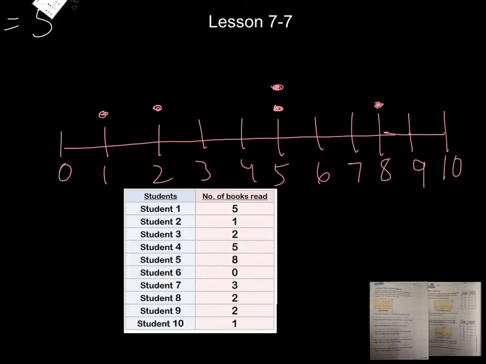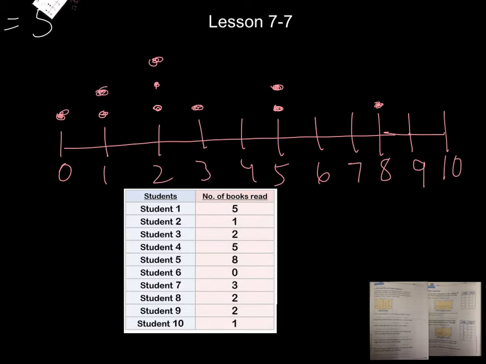Student number 6 read 0 books. That's not good. Student number 7 read 3 books. Student number 8 read 2 books. Student number 9 read 2 books. And student number 10 only read 1 book.